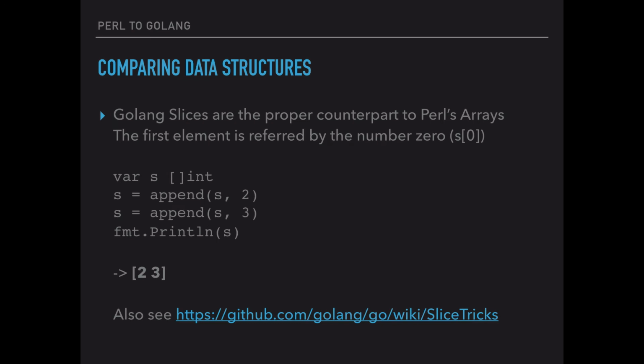The type that feels more like a Perl array is called a slice. A slice is basically just a different representation of an array, which gives you the ability to add and remove elements. Just like with arrays, the first element is stored at position 0. In the example code, we create an empty slice and add 2 elements to it before printing the whole slice. Go will auto-format the slice to be in square brackets and use space as the delimiter.